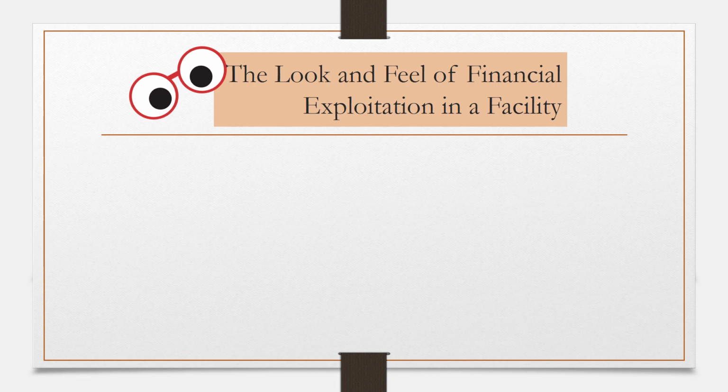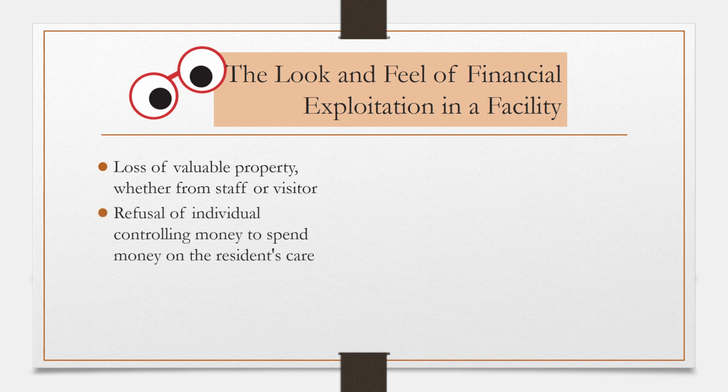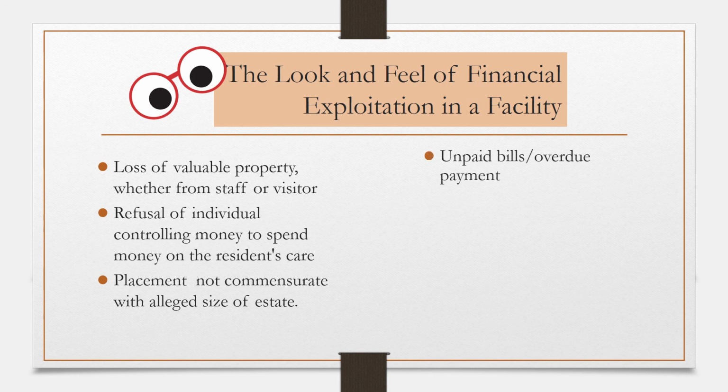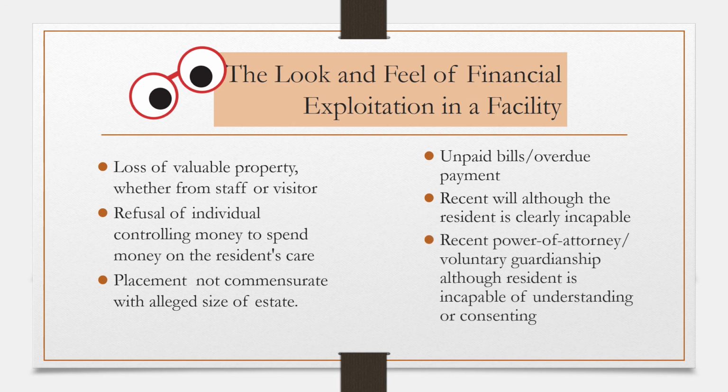Examples of misappropriation of property or money in a facility include the resident's loss of valuable property, refusal of the individual controlling the money to spend money on the resident's care, the resident's placement not commensurate with the alleged size of their estate, unpaid bills and overdue payments to the facility, a recent will although the resident is clearly incapable of making a will, or a recent power of attorney or voluntary guardianship even though the resident is incapable of understanding or consenting to these legal relationships.